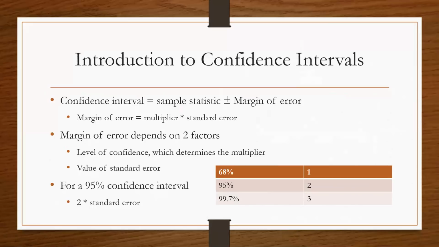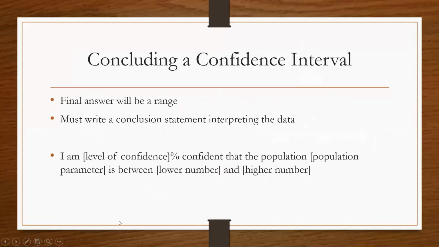So what the margin of error depends on is the level of confidence, which I nicely broke down in this little chart here. It's based off the empirical rule, where if confidence is 68%, then it's 1 standard deviation from the mean, 95%, 2 standard deviations from the mean, and 99.7%, 3 standard deviations from the mean. So if you understand the empirical rule, then you're set. And so it's also just whatever the confidence level is multiplied by the value of the standard error. So for a 95% confidence interval, you get 2 times whatever the standard error is. So concluding confidence interval, something very, very important.